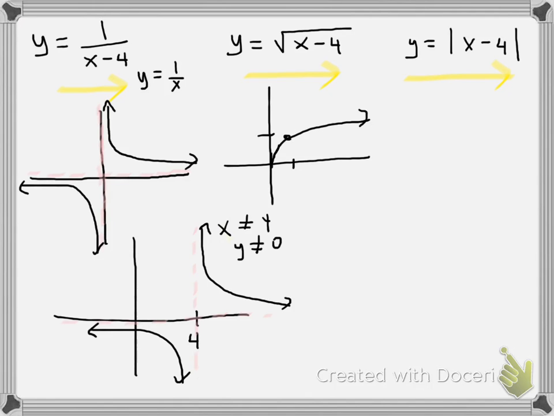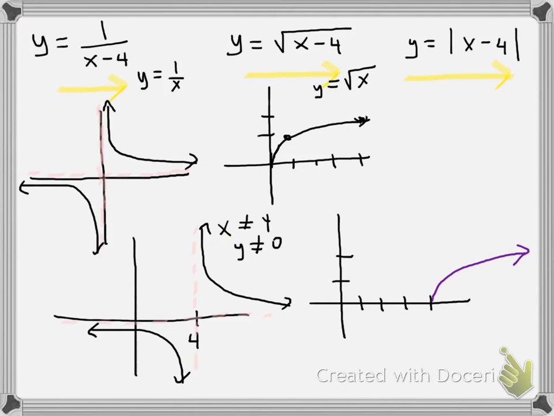Okay, moving on. Here we see a y equals square root of x function. So there's our parent function, y equals square root of x. And what happens if we replace x with x minus 4? That should be, again, a move to the right 4 of that square root function.